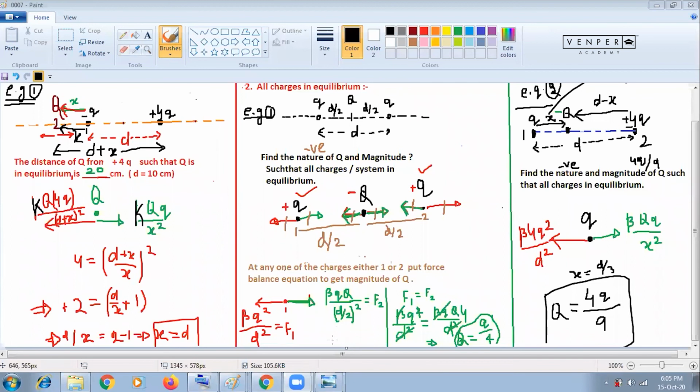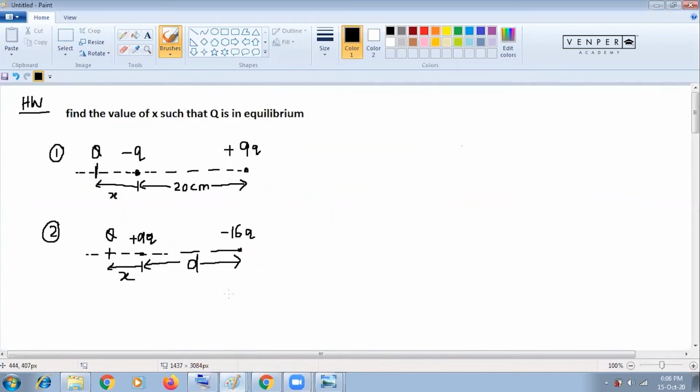Who is asking this? Just wait. Yes, Savita, capital Q is in equilibrium only. Yesterday, whatever equilibrium problem we did, and today, whatever I am doing, everything is with capital Q in equilibrium. But tomorrow we'll see all charges in equilibrium. At that time you have to take care about the nature of capital Q. We'll study that tomorrow. And take this as a homework question also.